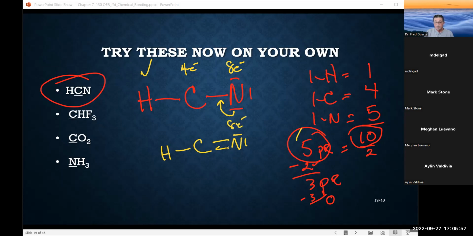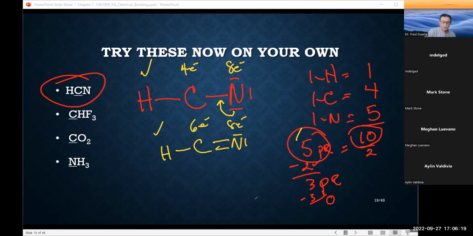Okay, 4 of them are being shared with carbon as a double bond, and 4 of them are on nitrogen. Hydrogen's still good to go. Now we look at carbon. Carbon now has 6 around. Okay. Still has not maintained the octet.